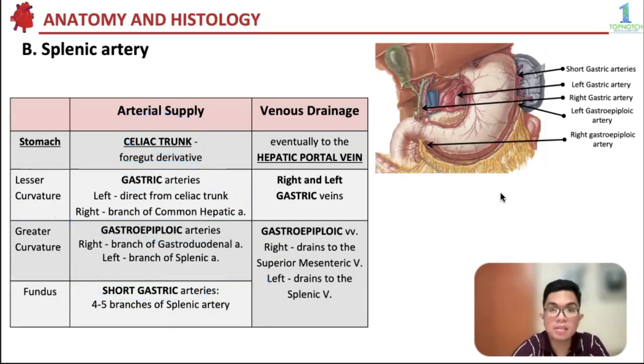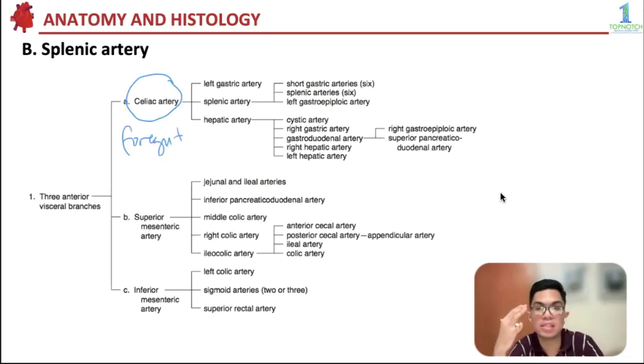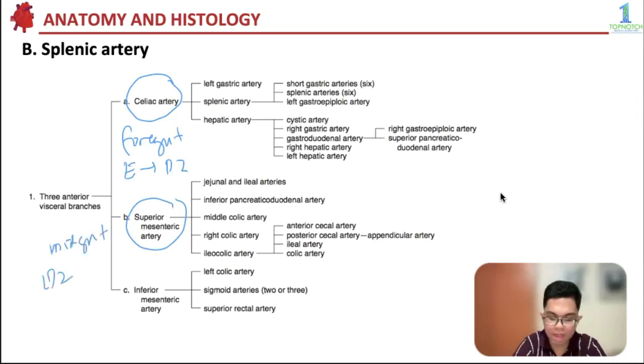Okay? So there are 3 anterior visceral branches from the abdominal aorta. The celiac artery supplies your foregut derivatives, so from the esophagus until your D2 or second part of the duodenum. So esophagus to D2. Your SMA or superior mesenteric artery is for your midgut derivatives, so from D2 until the middle of your transverse colon.